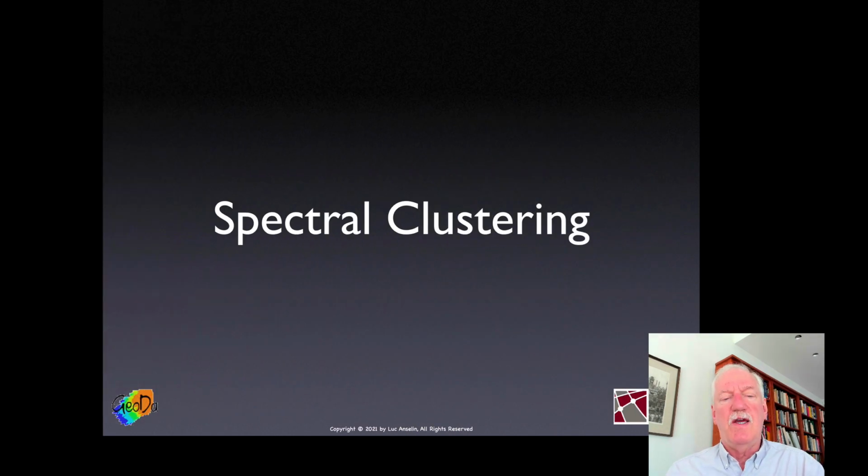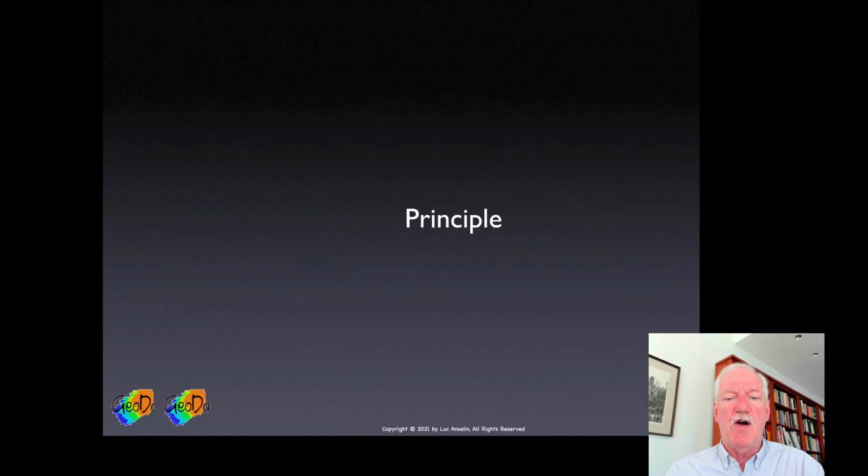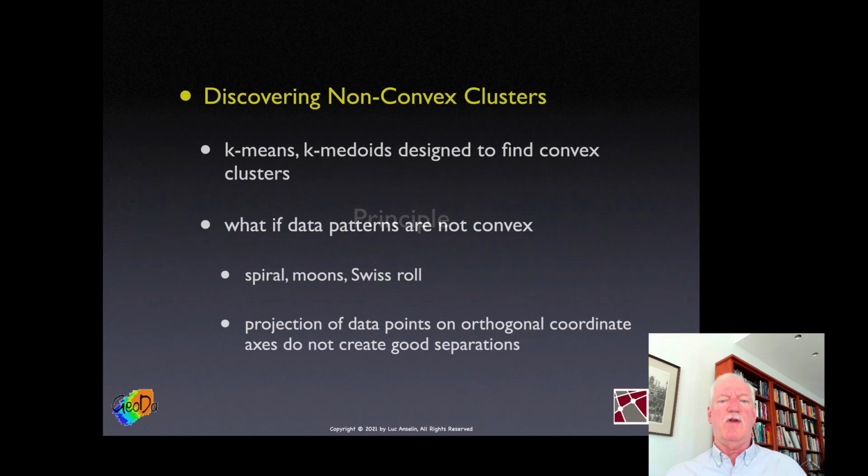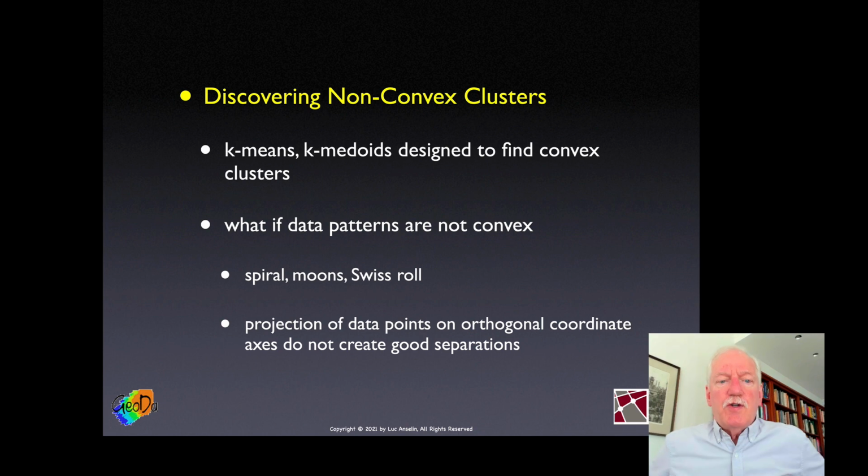Spectral clustering is a totally different animal. So far in our clustering algorithms, we have focused on internal consistency, the sum of the distances to the center of the cluster, or a minimization of a notion of variance of the clusters. These are so-called convex clusters. They're compact and convex in the attribute space. But what if the data patterns are not convex?